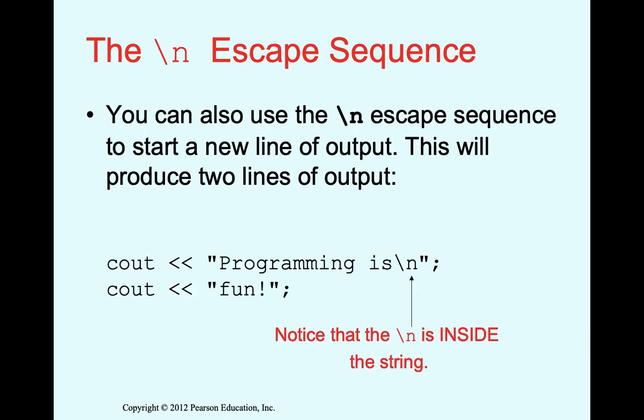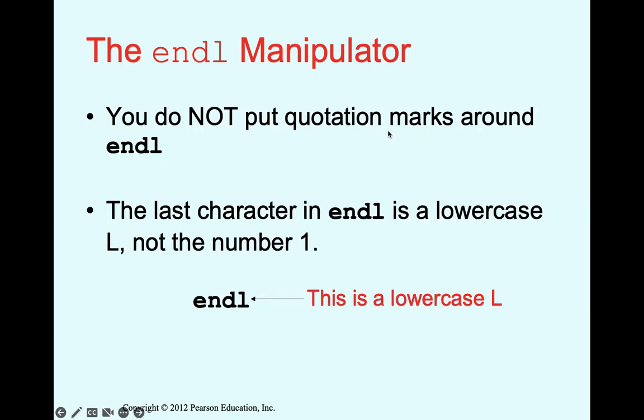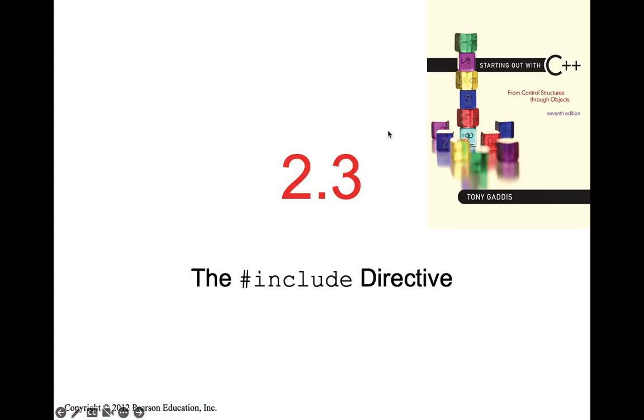We can also use \n to make a new line, similar to endl. So we can write "programming is" and then \n. This will not be printed. The computer will understand this as a new line. But notice that this \n has to be inside the quotation marks, but the endl is outside the quotation marks. So this is the difference between the two.